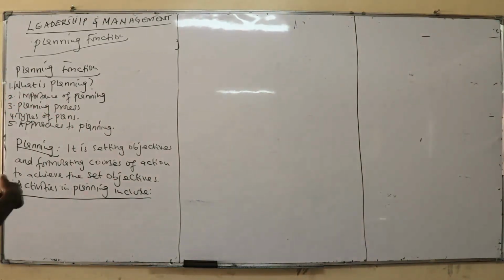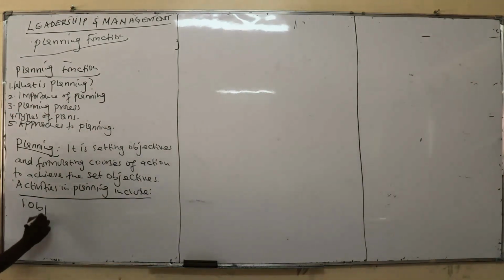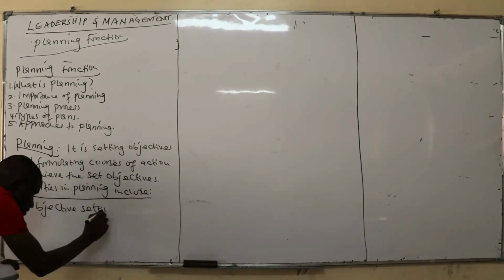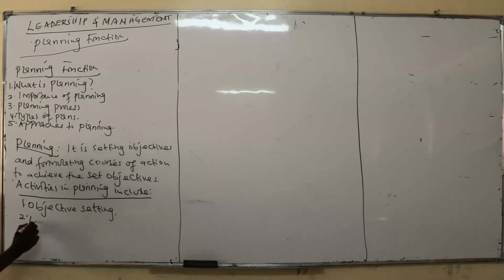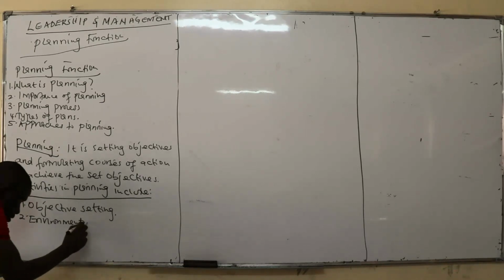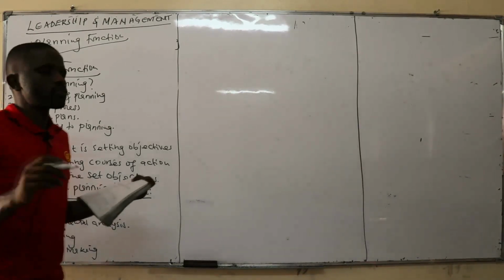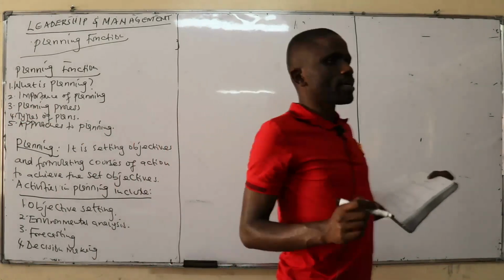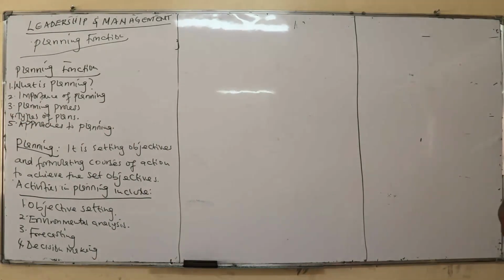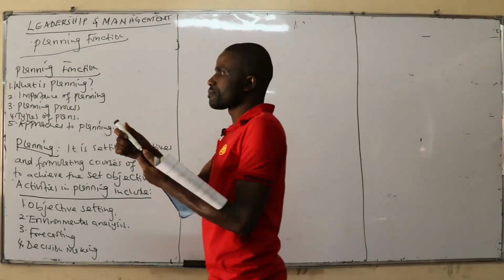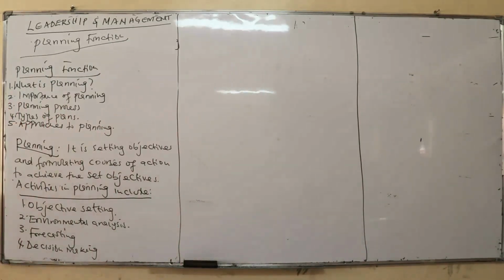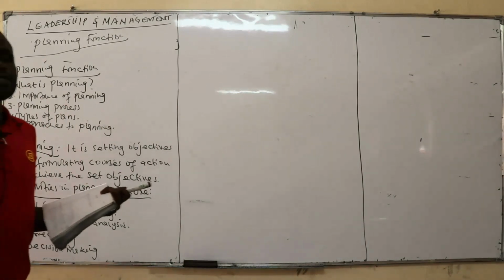So critical activities in planning include 1, objective setting. So you set objectives, environmental analysis, forecasting, and decision making. So you can see that topic, as I've said, environmental analysis, topic 5, and decision making, topic 7. That is part of planning also. So we've said activities involved in planning are objective setting, environmental analysis, forecasting, and decision making.